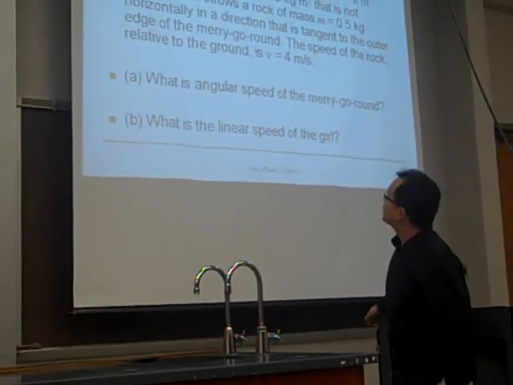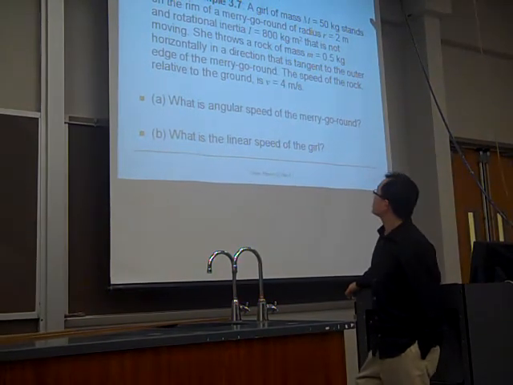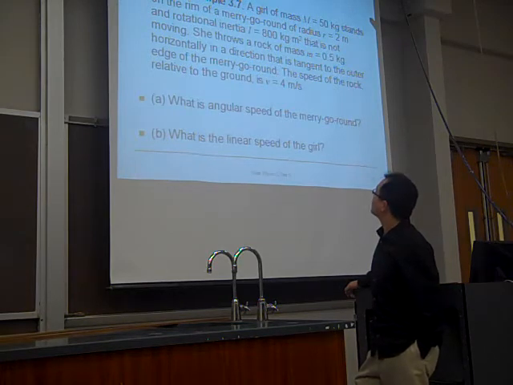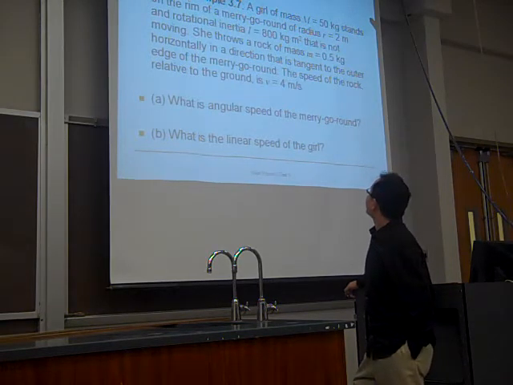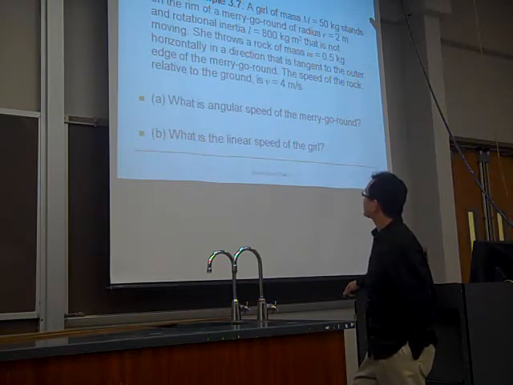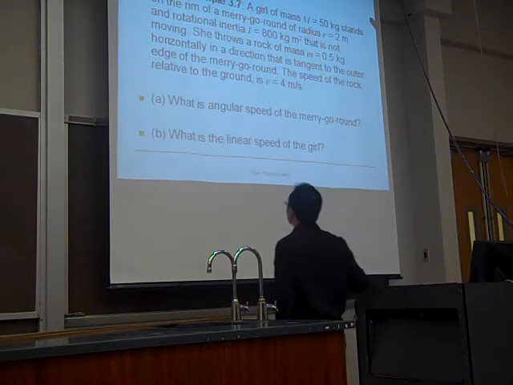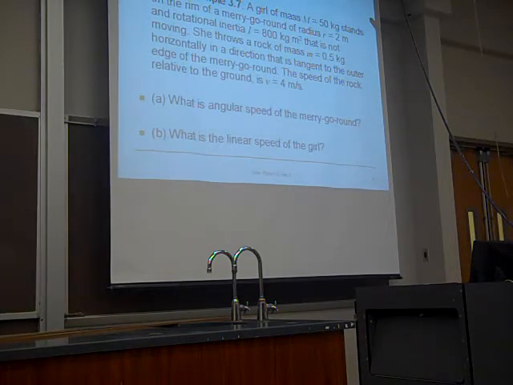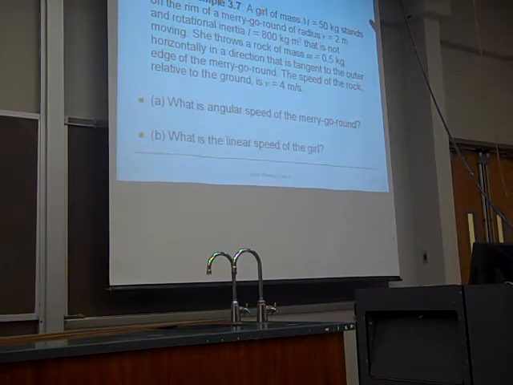Initially, it's not moving, and then the girl throws a rock of mass m equals 0.5 kilogram horizontally in the direction that is tangent to the outer edge of the merry-go-round. The speed of the rock relative to the ground is 4 meters per second. What is the angular speed of the merry-go-round, and what is the linear speed of the girl after she throws this rock?